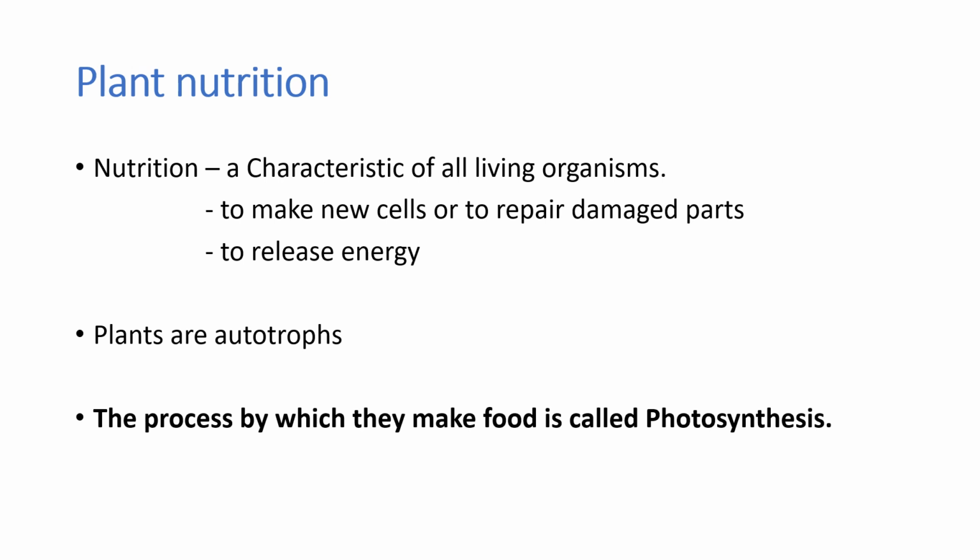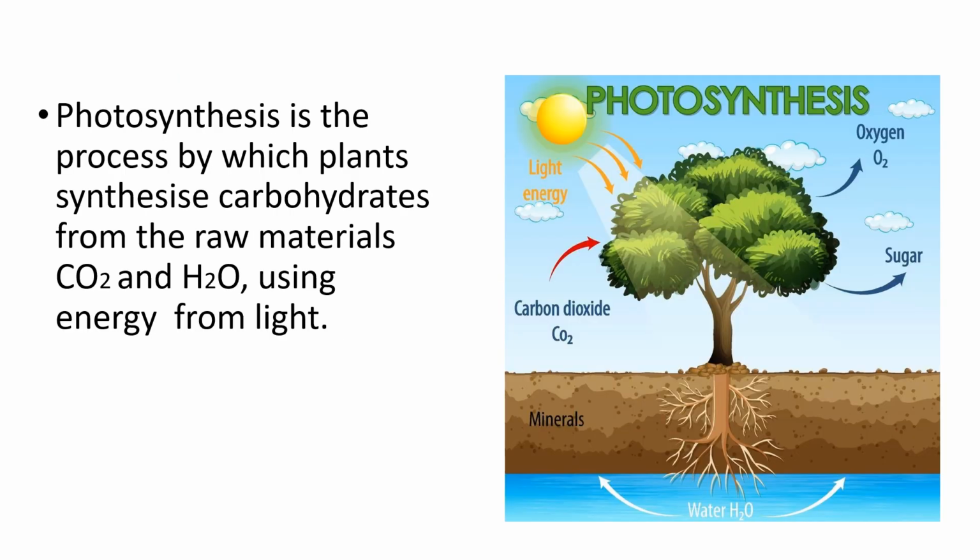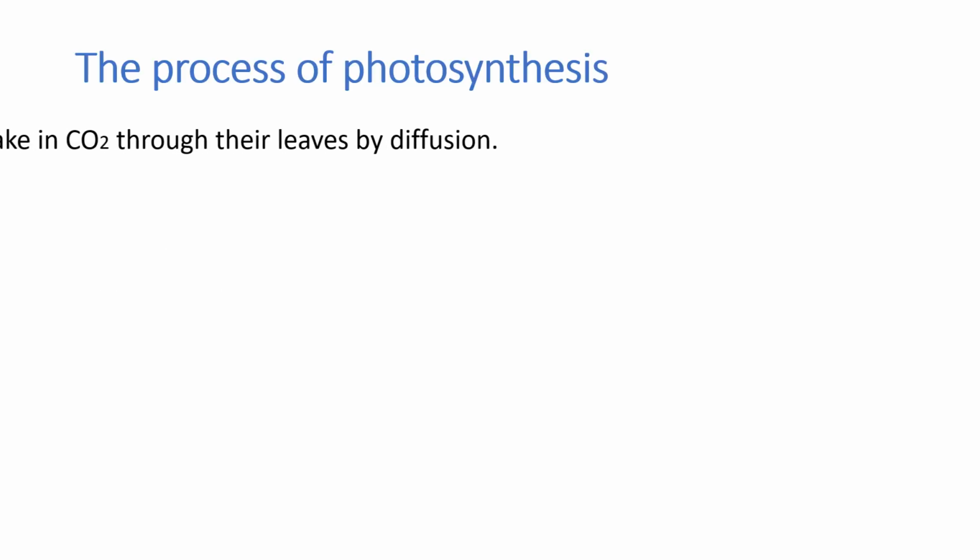When it comes to plant nutrition, plants are autotrophs, which means they can make their own food. The process by which they make food is called photosynthesis. Photosynthesis is the process by which plants synthesize carbohydrates from the raw materials carbon dioxide and water using energy from light.